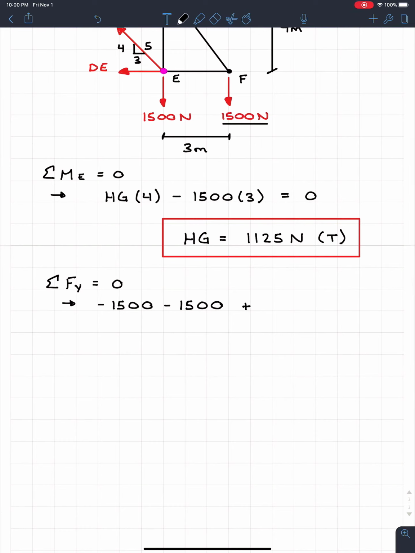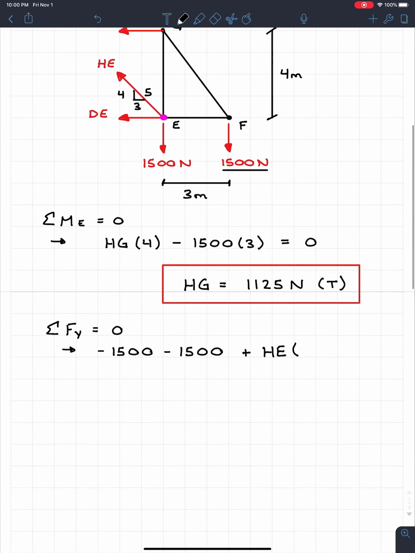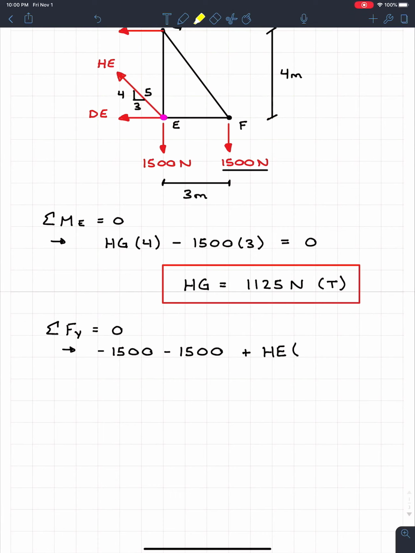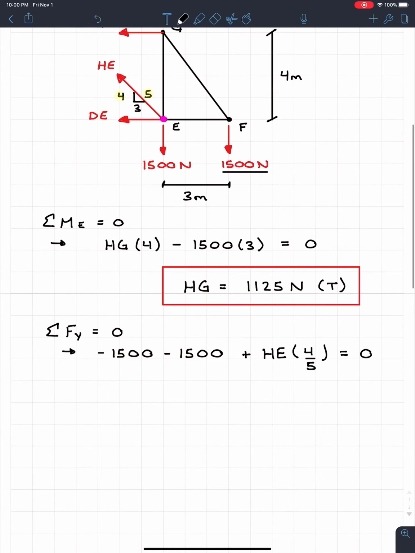So we're going to have plus HE. And remember, HE is diagonal, so we only want its vertical component. So if we look at this case, we're going to take its span in the y direction, or the vertical direction, which is going to be 4, and we're going to divide it by the hypotenuse, which is 5. So over here, we're just going to go 4 over 5. And we know that this must be equal to 0 because everything is in equilibrium.